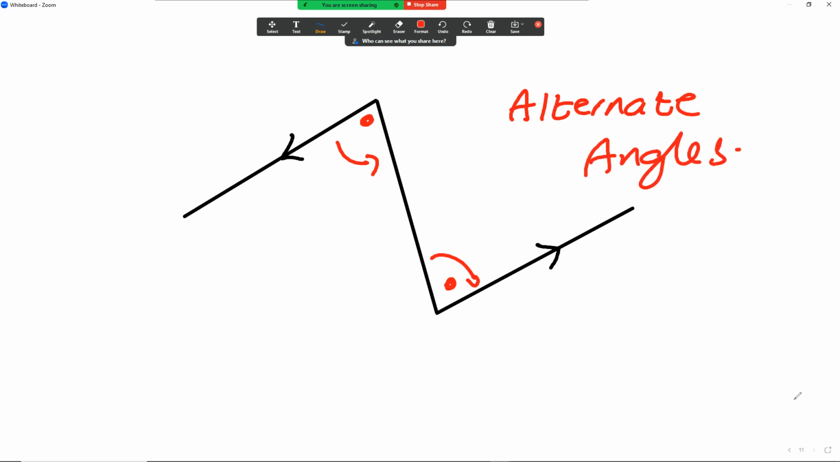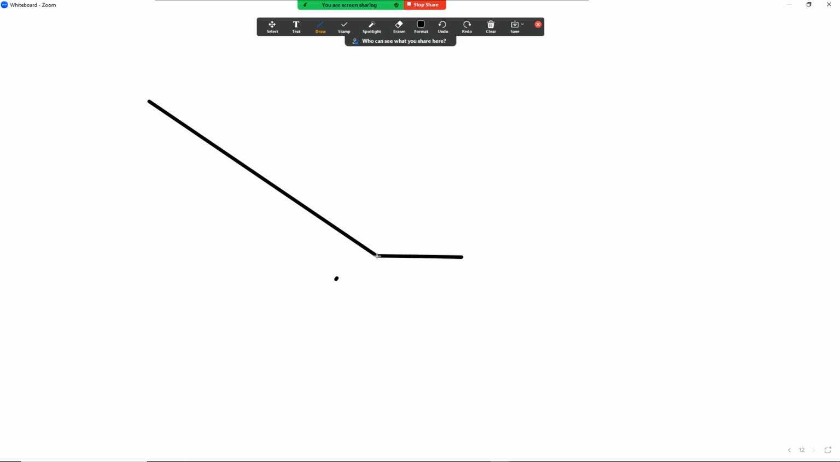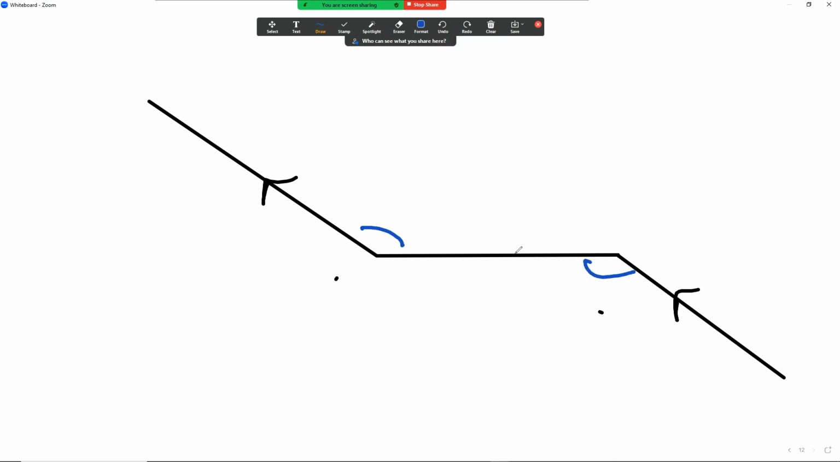Alternate angles can also come in this kind of shape as well. So you've got a Z, but it doesn't actually look like a Z. It looks more like an upside down S, maybe. But you can see that these two lines are parallel. And so these two angles are equal, known as alternate angles.